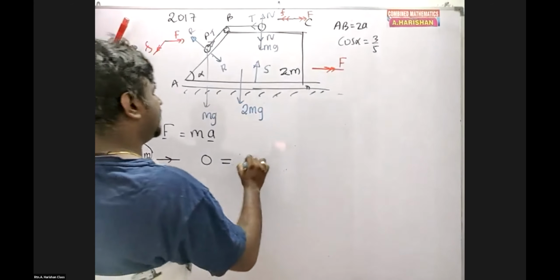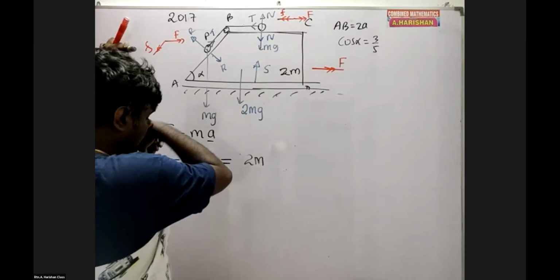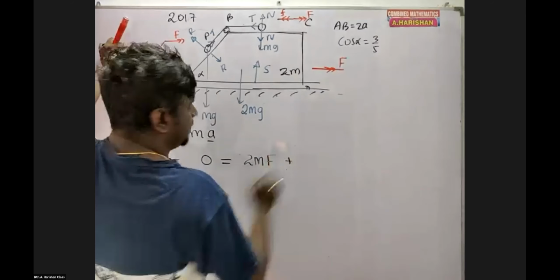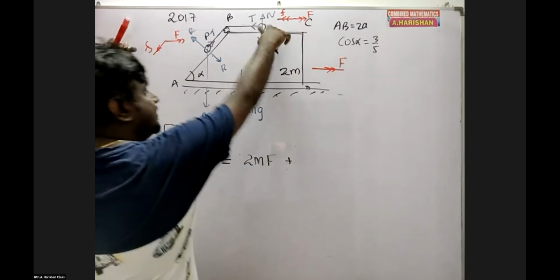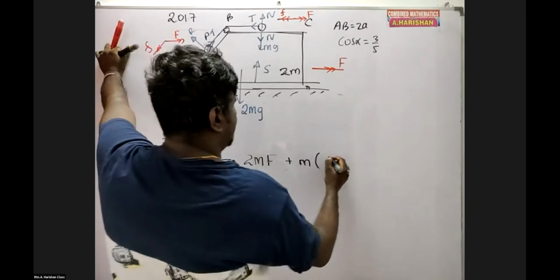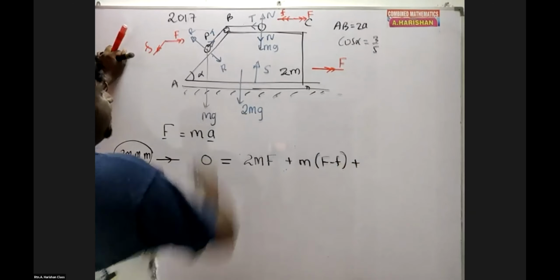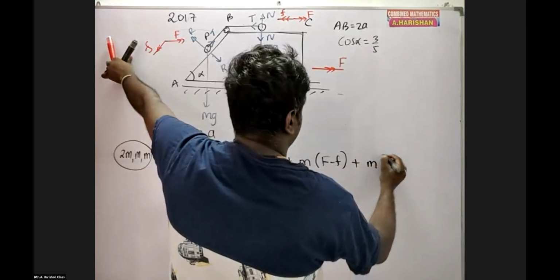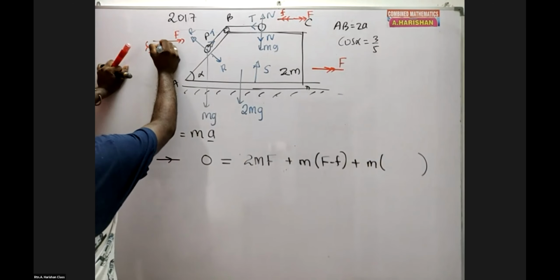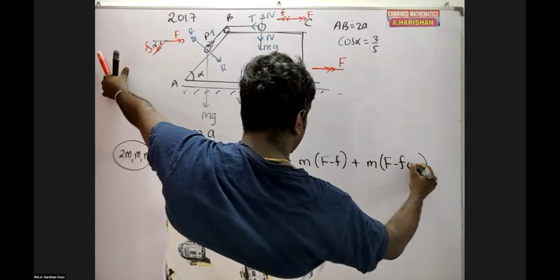So first of all, we consider 2m, which is the mass of the wedge, and 2m into what acceleration? Capital F. Then simple m, this simple m into, I can write, capital F minus simple f. Then this simple m into, we know that this is alpha, means this is also alpha, so capital F minus simple f cos alpha.